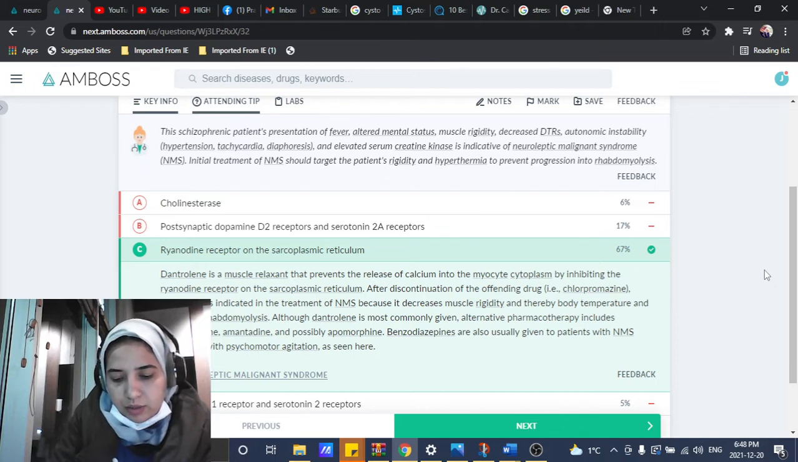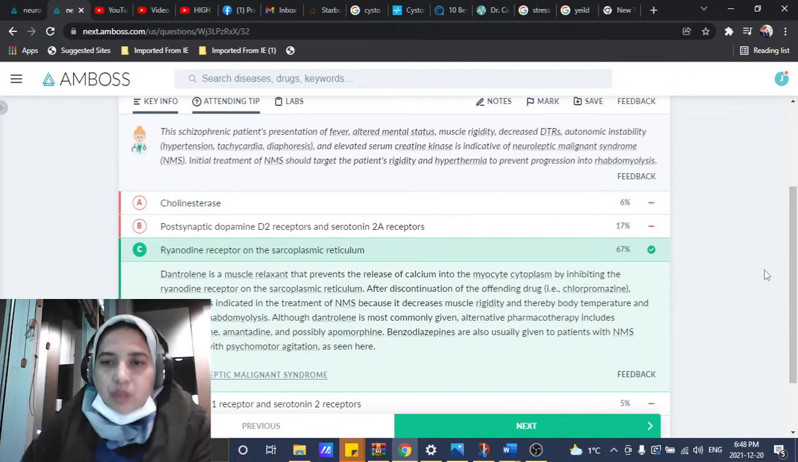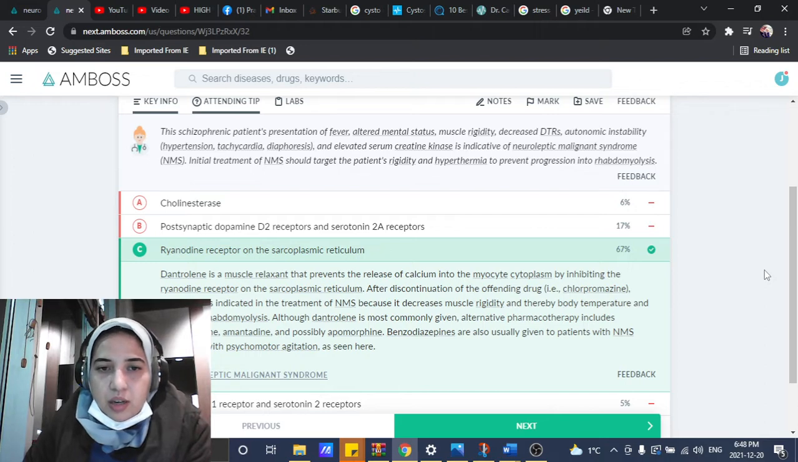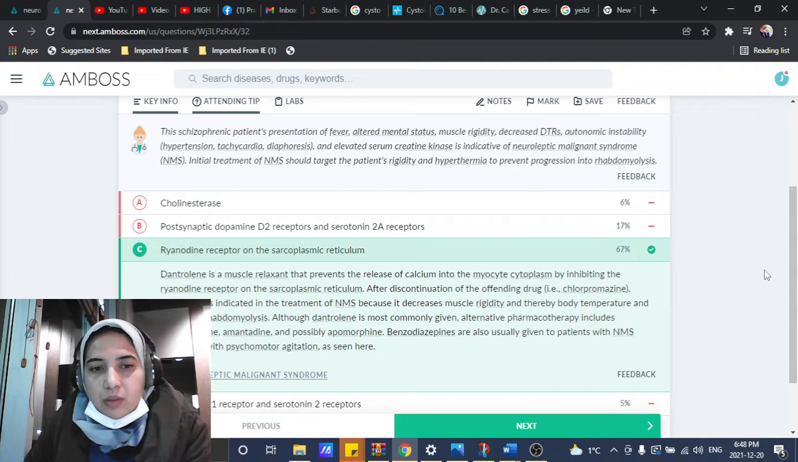Dantrolene is a muscle relaxant, so I'm going to write the treatment is dantrolene, and it's a muscle relaxant, and it works by blocking calcium release by blocking the ryanodine receptors on the sarcoplasmic reticulum. After discontinuation of the offending drug, which was the chlorpromazine, dantrolene is indicated in the treatment of NMS because it decreases muscle rigidity, thereby the body temperature, as well as the risk of rhabdomyolysis. Although dantrolene is the most commonly given, alternative pharmacotherapy includes bromocriptine, amantadine, and possibly apomorphine.